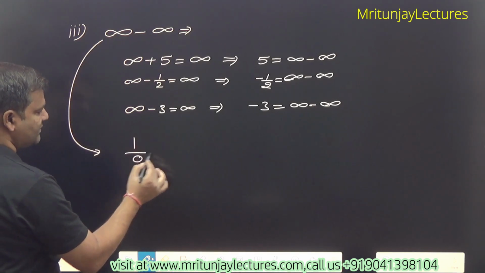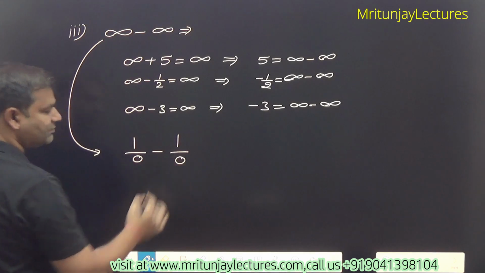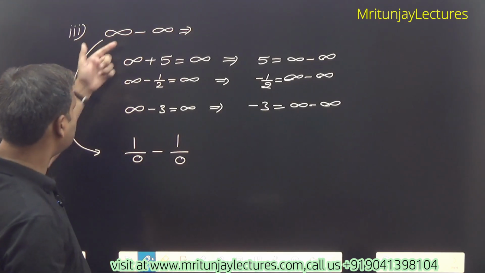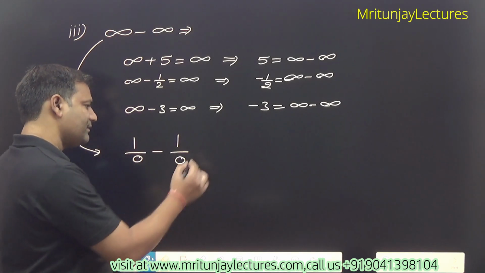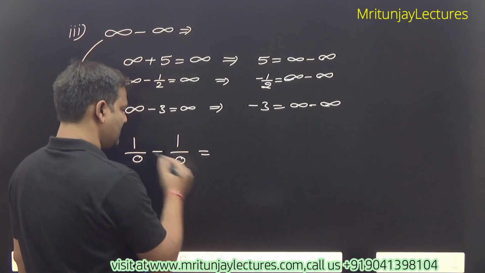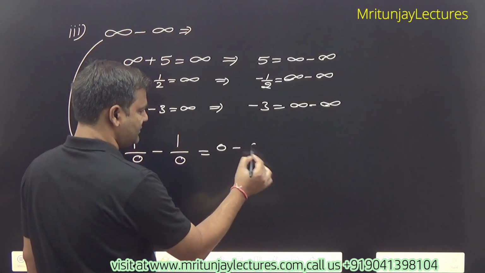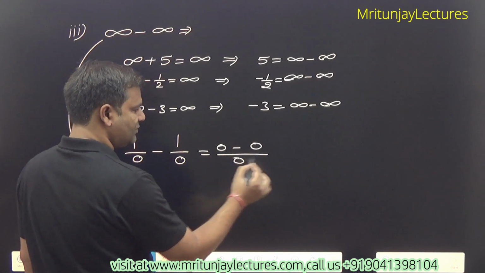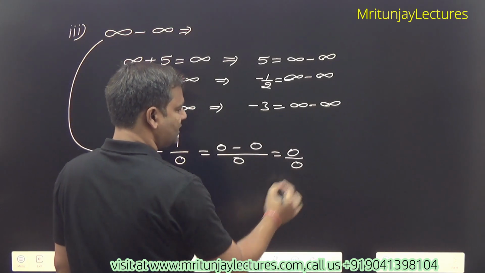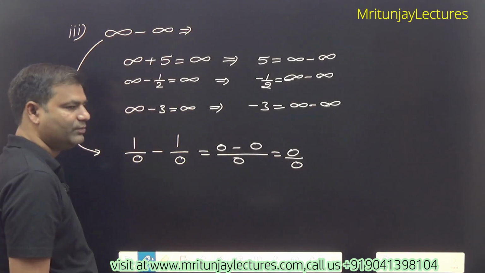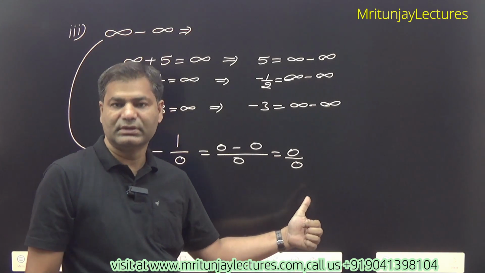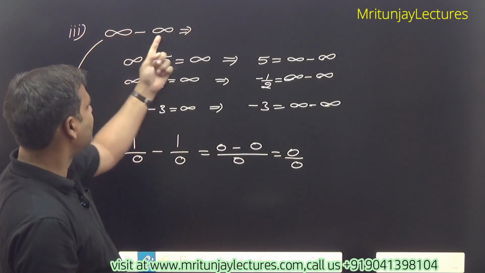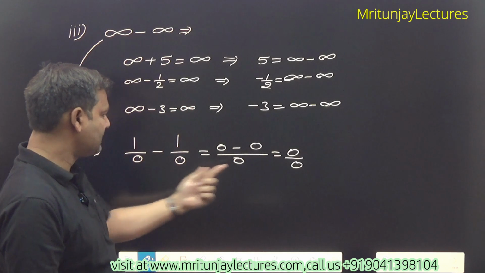Infinity means 1 by 0, and that one is 1 by 0. So first of all, make these two terms like that. After that, multiply: 0 minus 0 divided by 0. So we got 0 by 0. We got the 0 by 0 form. It means here we can apply L'Hospital rule, but not directly. First of all, make it like that.